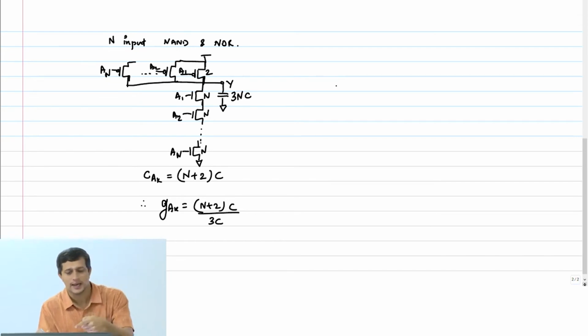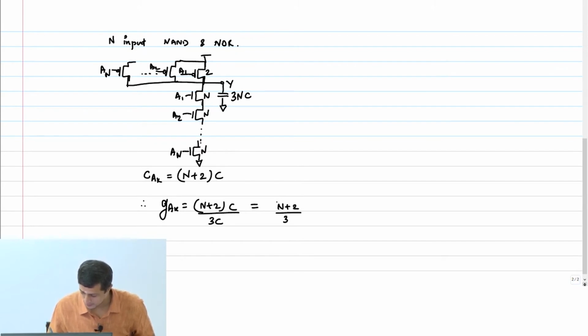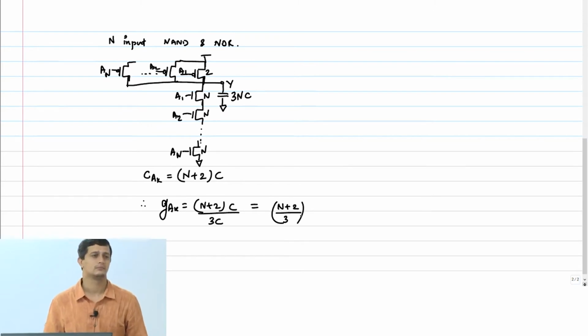Later you will see that I can actually do different sizing for the NMOS and PMOS, in which case the comparison with the reference inverter will be different. Right? That will be a different inverter and therefore you will get a different logical effort. Okay? Anyway, so you get now the answer as N plus 2 divided by 3.